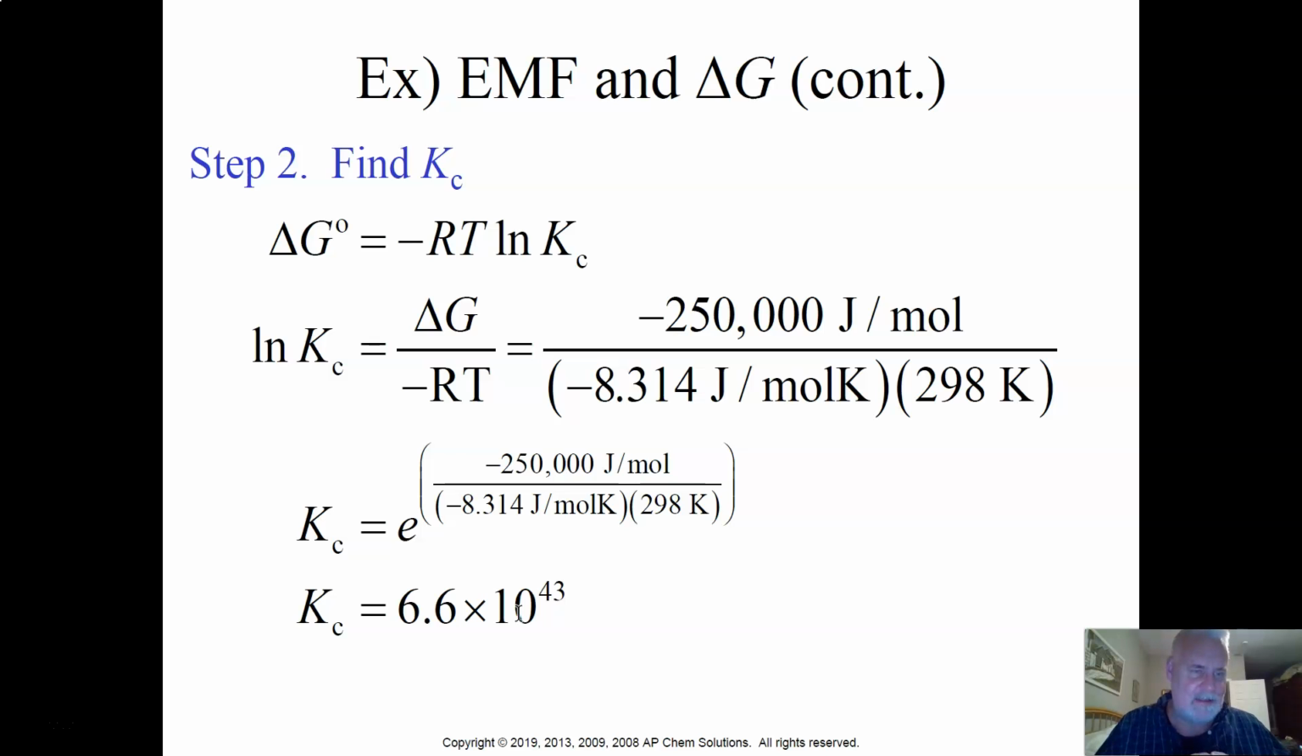We had a positive delta E. That means it's going to happen spontaneously. Kc means there's going to be lots of products, and a negative delta G, and actually a fairly large negative delta G, means that you're going to really strongly favor a thermodynamically favored process. So that just tells you this would be a good battery.